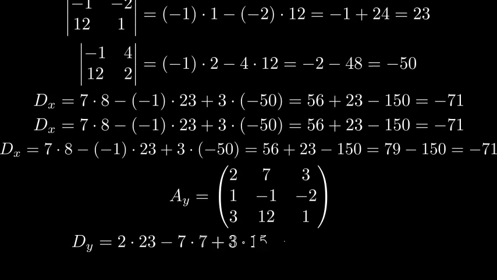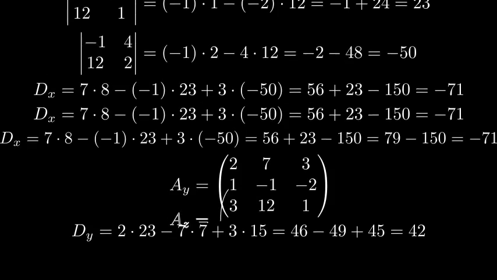D_y equals 2 times negative 1 times 1 minus negative 2 times 12 minus 7 times 1 times 1 minus 3 times negative 2 plus 3 times 1 times 12 minus 3 times negative 1. This simplifies to 2 times 23 minus 7 times 7 plus 3 times 15, which equals 46 minus 49 plus 45, which is 42.